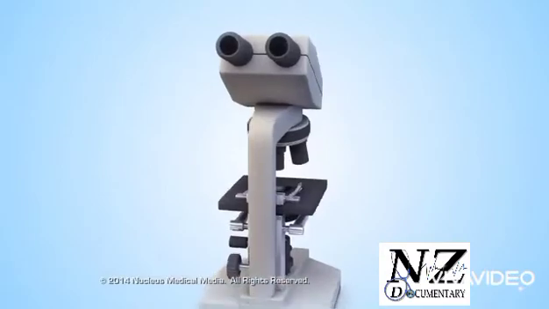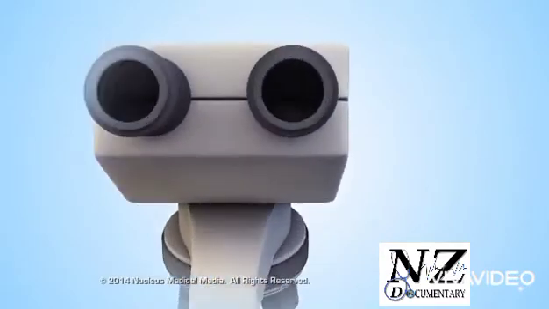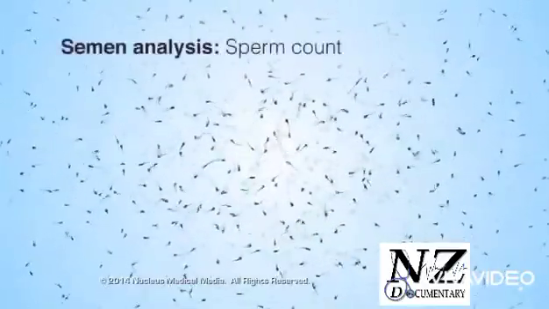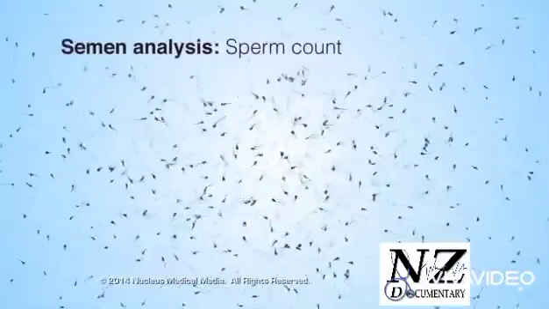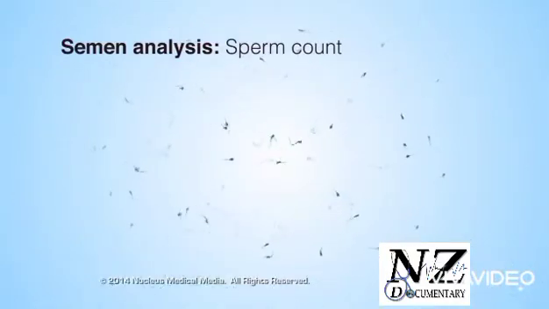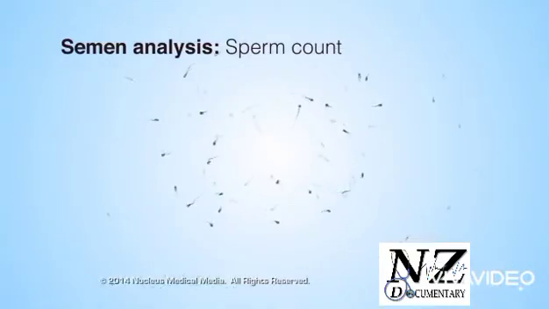Next, 3 main tests will be done on the semen sample under a microscope. First, a test called a sperm count will measure the number of sperm per milliliter of semen. If the sperm count is low, it decreases the chances of getting a woman pregnant.